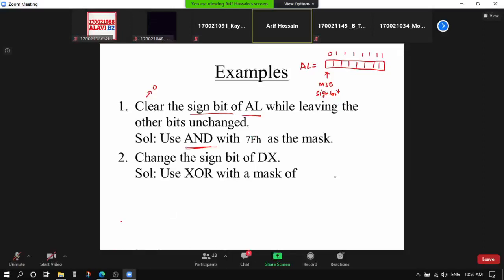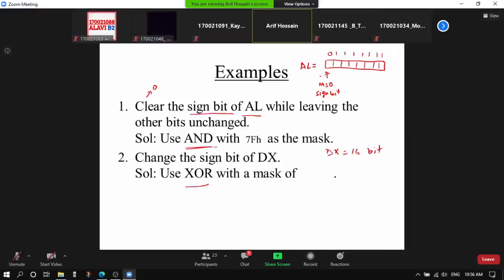So look at the next question now. Change the sign bit of dx. Now, if you remember, your dx is a 16-bit register, and your solution is we have to use XOR. But the question is, what is the mask? We need to change the sign bit. Again, the same. The MSB will be changed. Rest of the bits will be preserved. And we want to perform XOR operation.